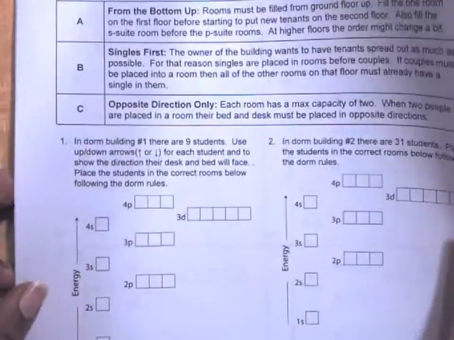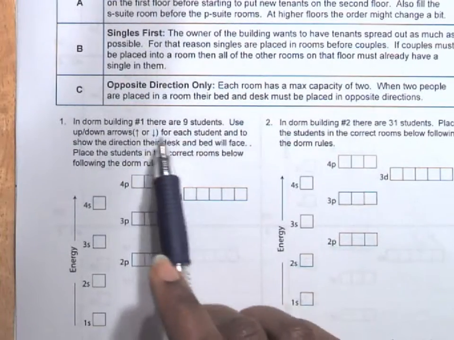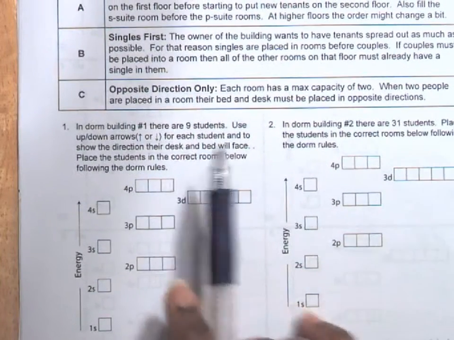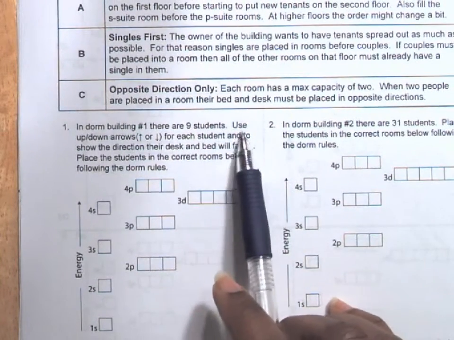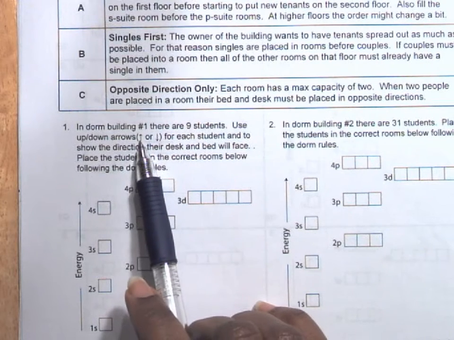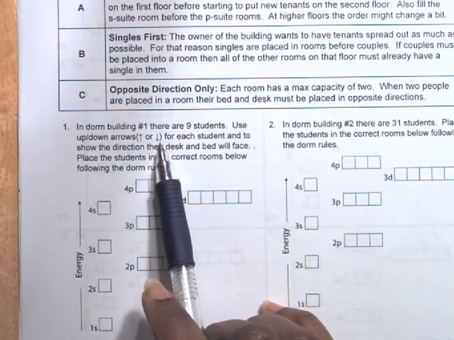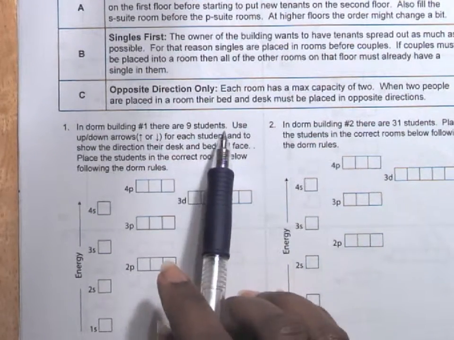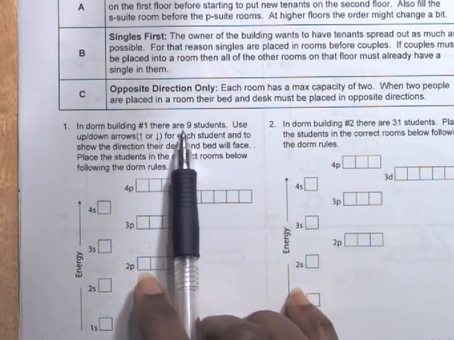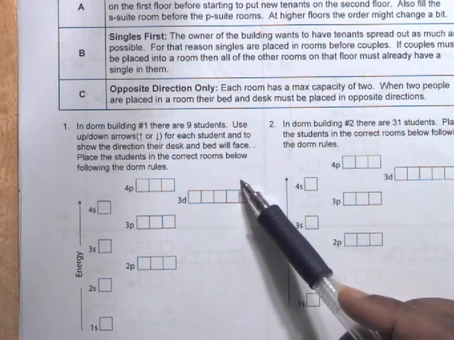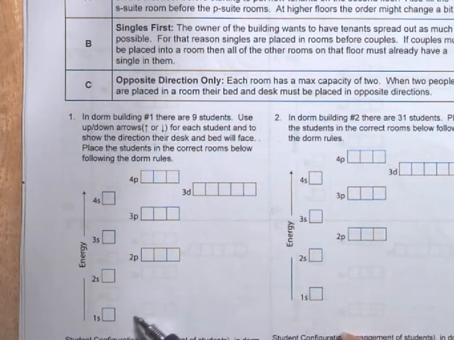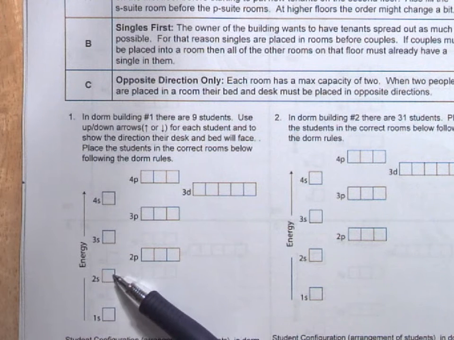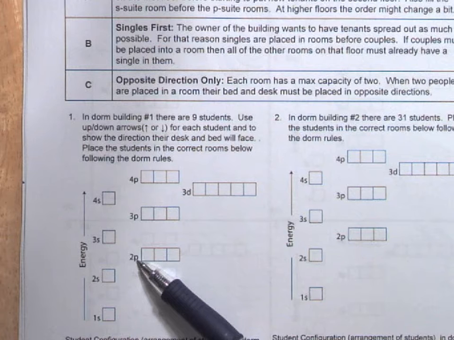Now in this first example here, we have a situation where we have 9 students ready to reside in that dorm building. And to represent the students, we're going to use arrows, an up arrow or down arrow, to show which direction they're facing. And you're supposed to take a moment to fill up these 9 students in this dorm building represented here. So these are the different floors. So just a reminder of the rules. You're going from bottom up, so you would fill here first, and this room, then these rooms, and so on.